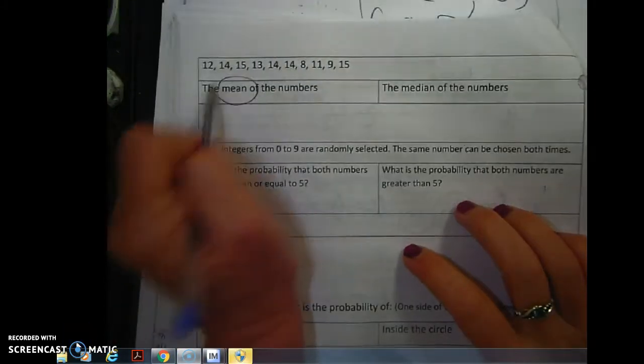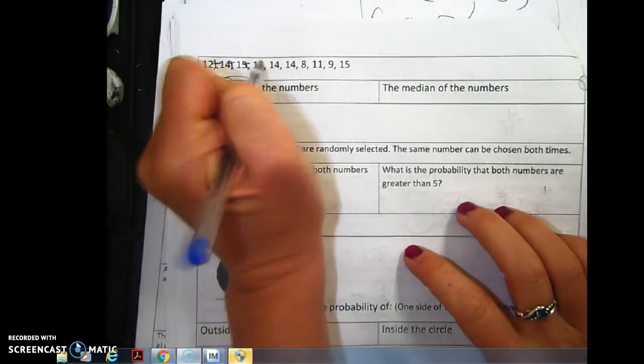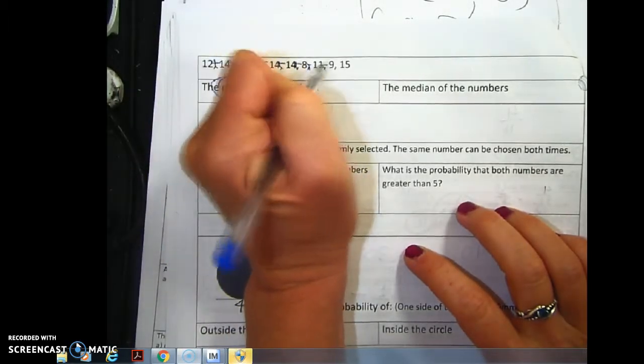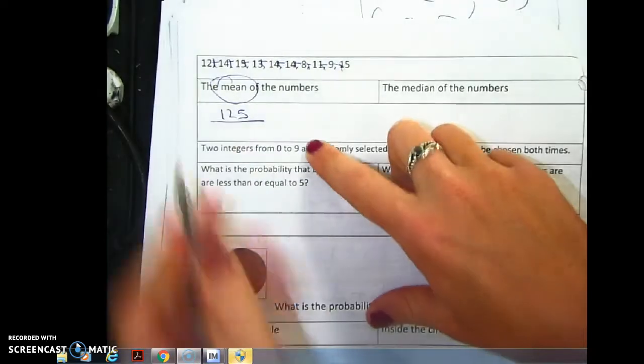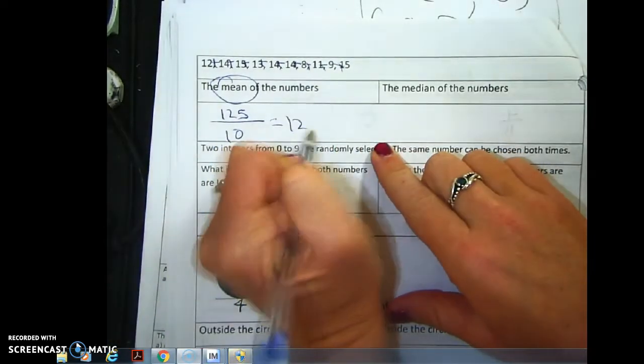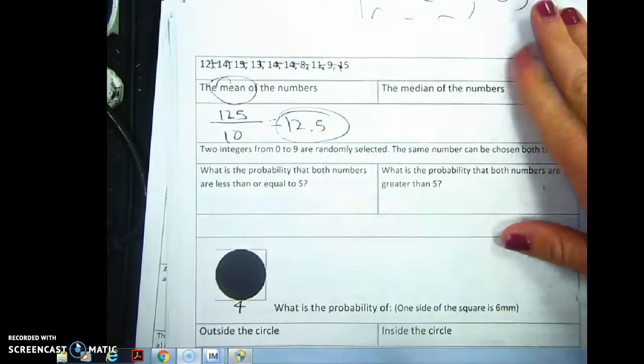Okay, to find the mean of the numbers, you add them up and divide by how many. So when you add them, you get 125. There's 10 numbers, and that means the average is 12.5.